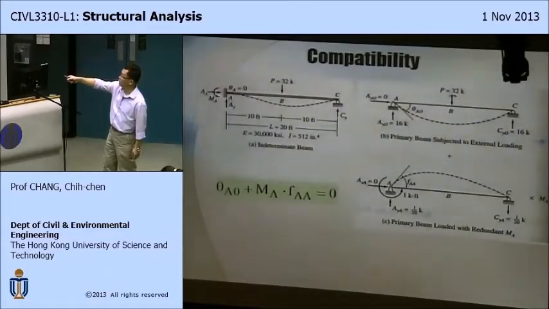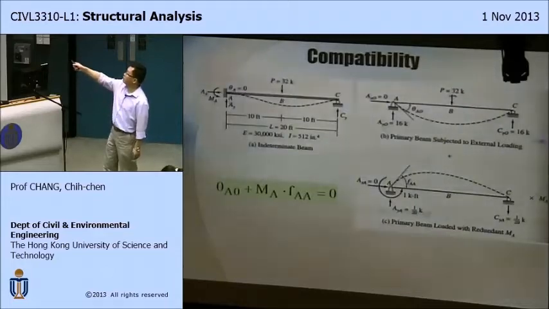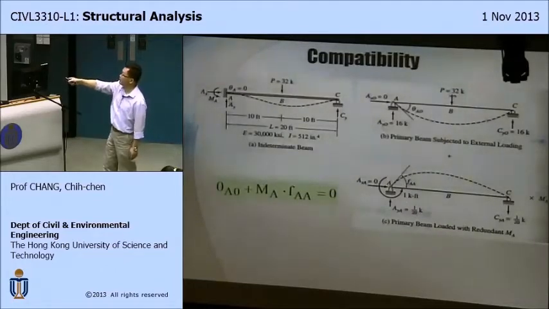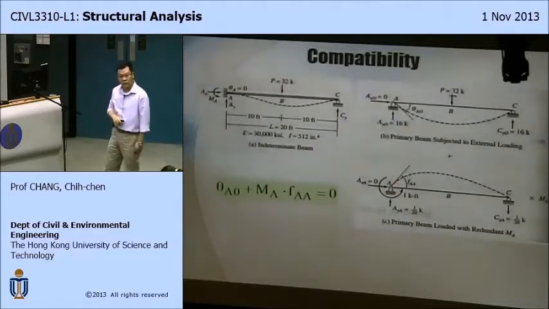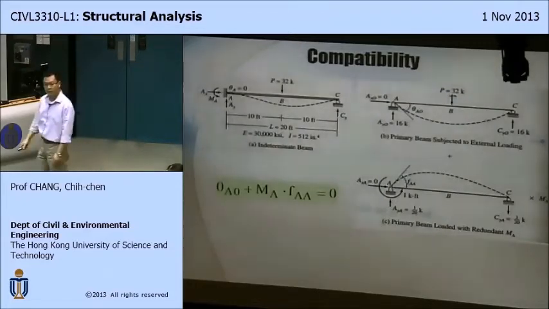So if you remove M, then it becomes simply support, and you calculate rotation angle. Then you remove the loading, apply back the bending moment. You can calculate the rotation angle as well. Of course, you assume that bending moment is equal to 1.